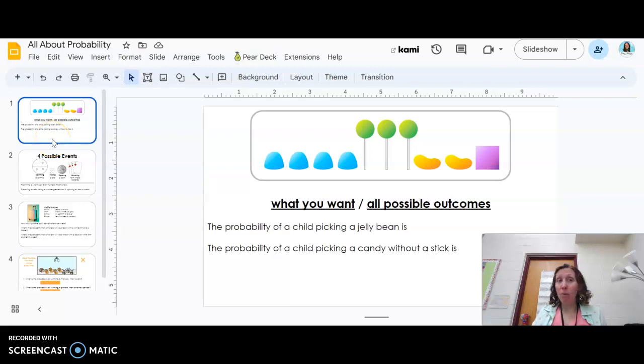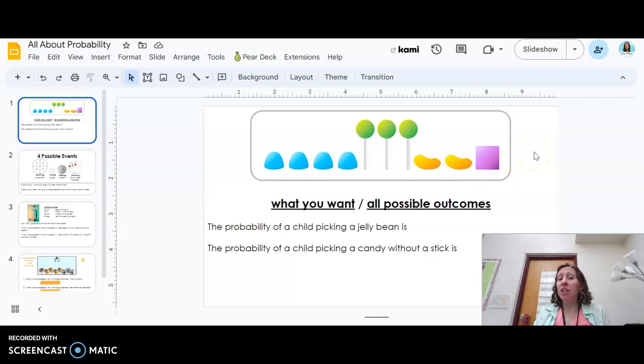All right, let's learn all about probability. So probability is the chances of you getting what you want compared to all the possible outcomes. So it could be your chances of flipping a coin, rolling a specific number on a dice, or in this case, picking a specific type of candy. So let's say there's these candies available. Altogether, there are 10 pieces to choose from.